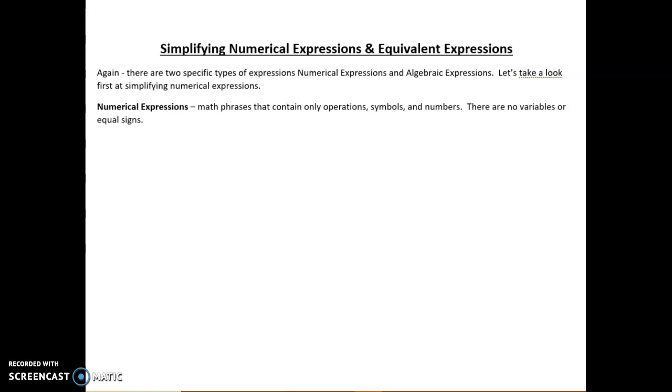Hey guys, we're going to dive back into math today. So we're going to still be looking at expressions. That's the unit we left off with, and we're going to continue back with that. So today we're going to look at simplifying numeric expressions and also take a look at equivalent expressions.